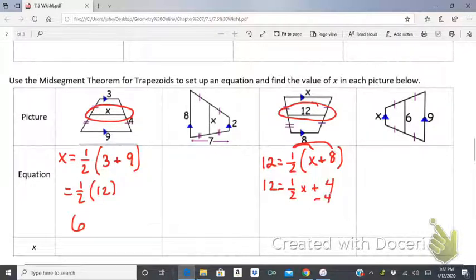I'm going to subtract 4 from both sides, so I get 8 equals 1/2 x, and now to get rid of that, I multiply by 2. So x is going to equal 16. Okay? So that's two of those questions. You have one of each of those to try. I left one of each of those for you to practice, so that way you can see whether you do it right or whether you do it wrong. Okay?